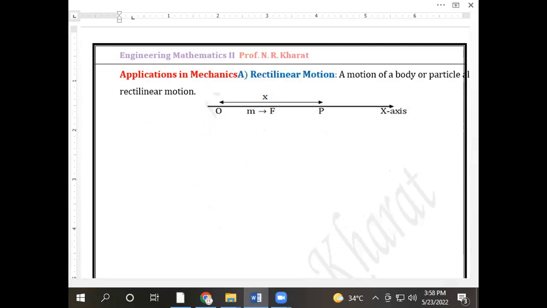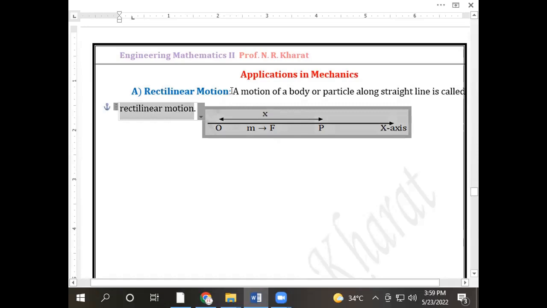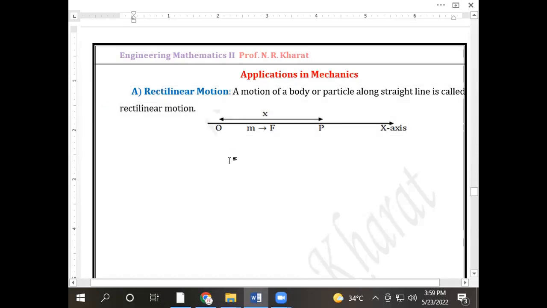Rectilinear motion is defined as follows: if the particle is moving in a straight line, then the motion is called rectilinear motion. So the definition of rectilinear motion is the motion of a body or a particle along a straight line. It can be explained with the help of this diagram.